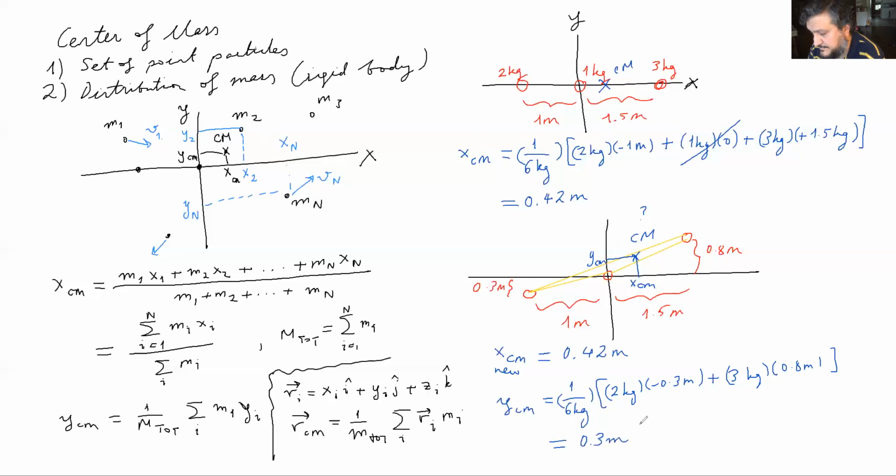That's how the center of mass shifts. By shifting those masses, the center of mass itself shifted. You can do as many as you like. Just keep adding. That's what you do. Let's go to the distribution of masses. Let me add one more board here.